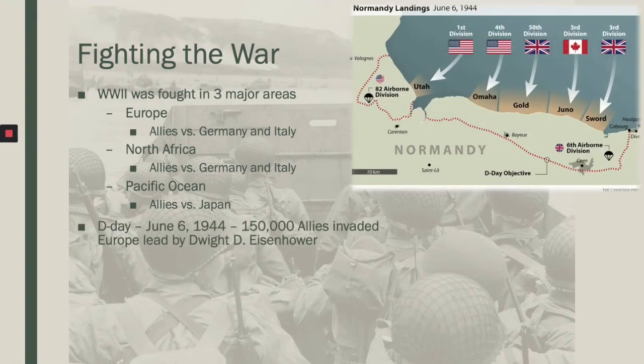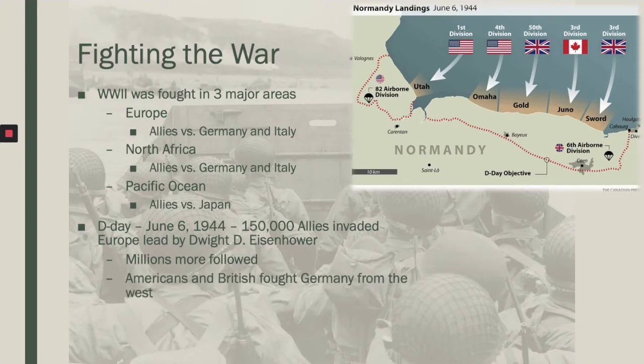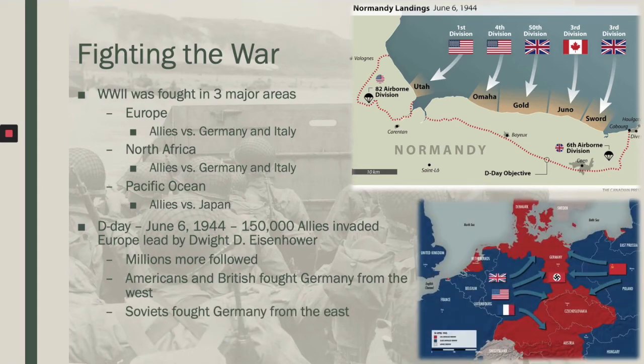On D-Day, probably the most famous day of the war, you have 150,000 Allies that invade Europe, led by Dwight D. Eisenhower. You can see this is the beach at Normandy where D-Day took place. You have American divisions, you have British divisions, and you have 1 Canadian division. Millions more followed behind them. The Americans and British fought Germany from the west, and the Soviets fought Germany from the east during the war.